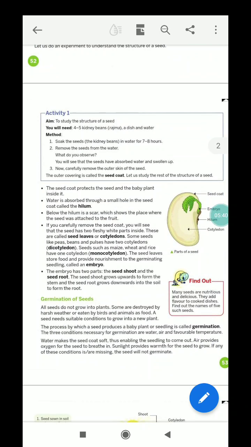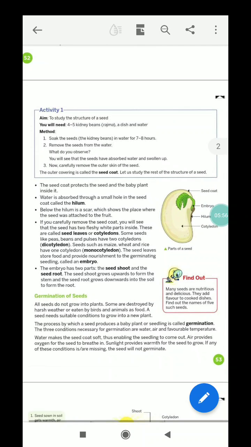The seed coat protects the seed and the baby plant inside it. So what are the functions of this seed coat? It protects the baby plant inside it. Water is absorbed through a small hole in the seed coat called the hilum. So the hilum allows water. Here is the hilum, one small hole-like structure that allows water to get inside the seed.